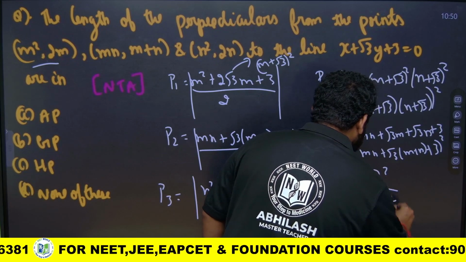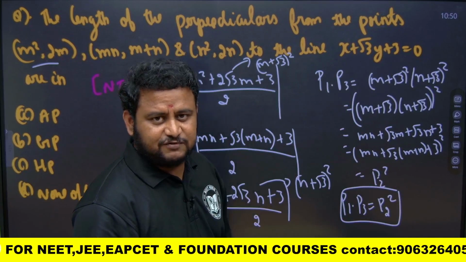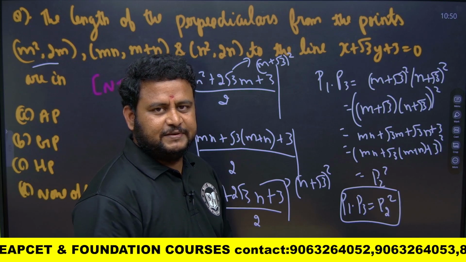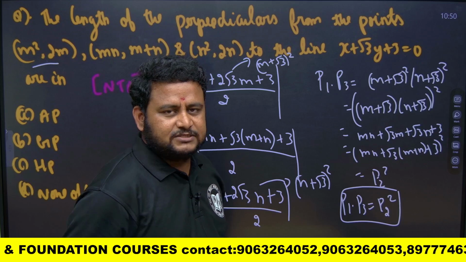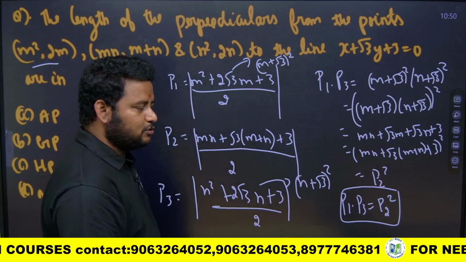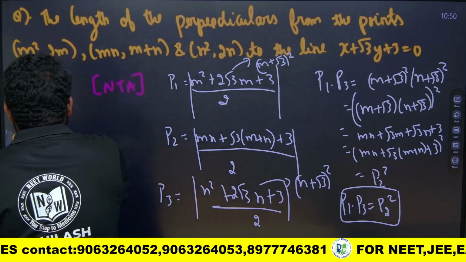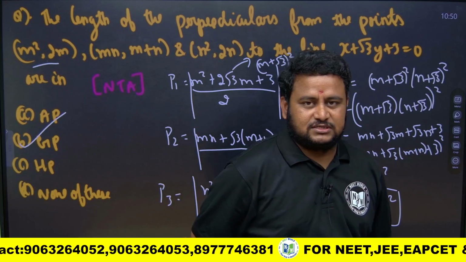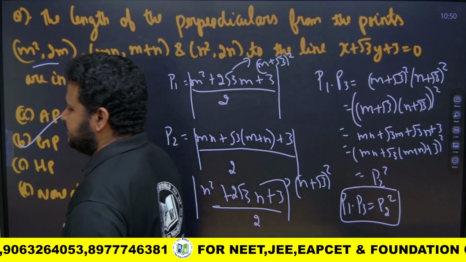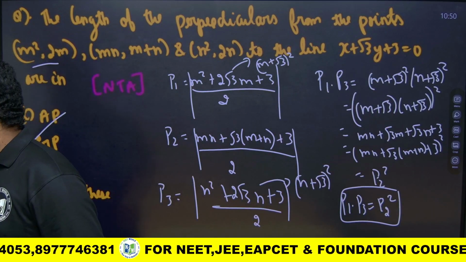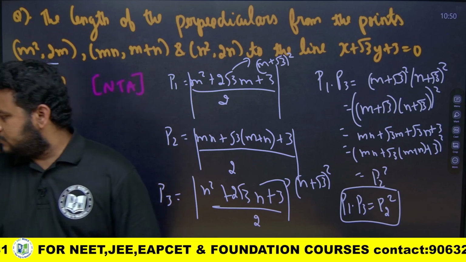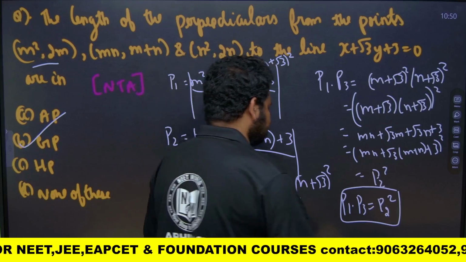This is nothing but the condition for GP. If a, b, c are in GP, then b square is equal to ac. So that is what we got: p1 p3 is equal to p2 square. That is, these lines are in GP, geometric progression. Is it clear, friends? Not these lines, but the lengths of these lines are in geometric progression. All right, let us move to the next question.